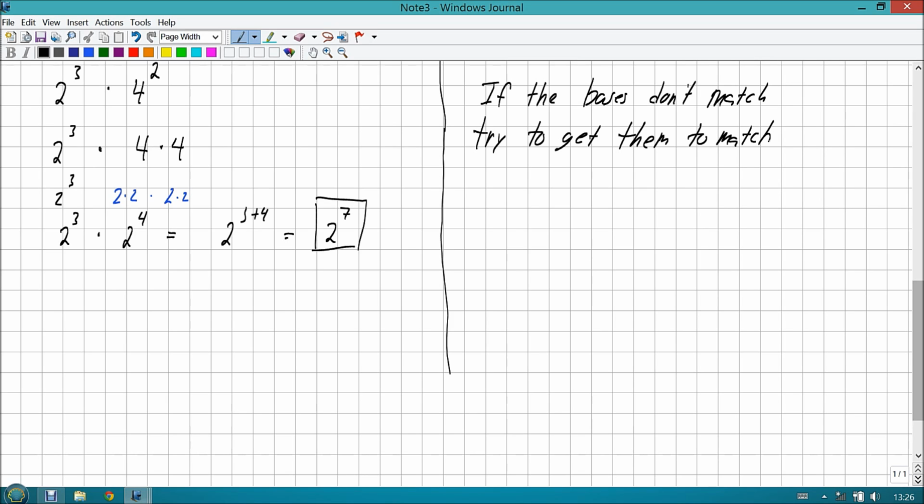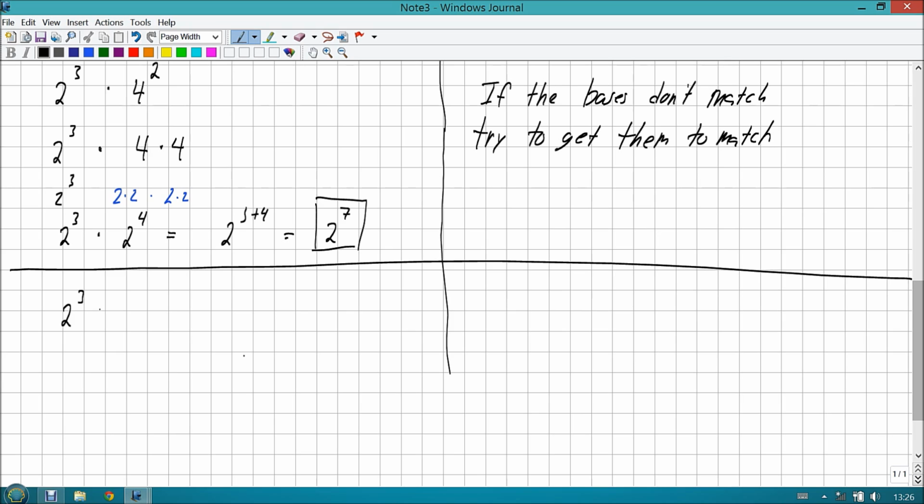Doing so will make your life much easier. And then a final case, what if the bases cannot match? Let's say that we have 2 to the 3rd power times 5 to the 2nd. 5 is a prime number, 2 is a prime number. They have absolutely nothing in common. We cannot get the bases to match.